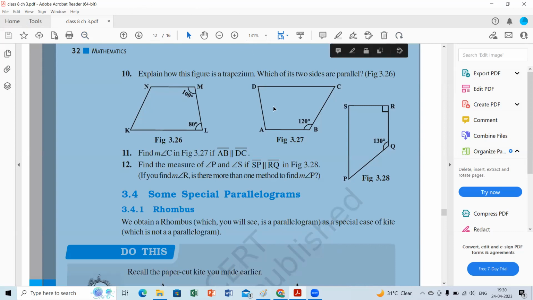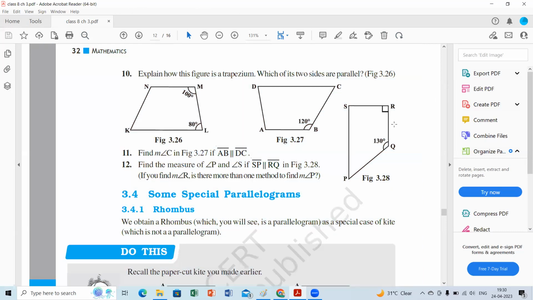Ma'am, we can take SP as the adjacent side like that. No, these two angles' sum should be supplementary. That is one way. What Hari said, ma'am, perpendicularly, if you take this one line, it's 90. The rest of the angle is 40. This is also 90 plus 40, together 130. 130 means the other angle is obviously 50. That is also one more method to calculate.